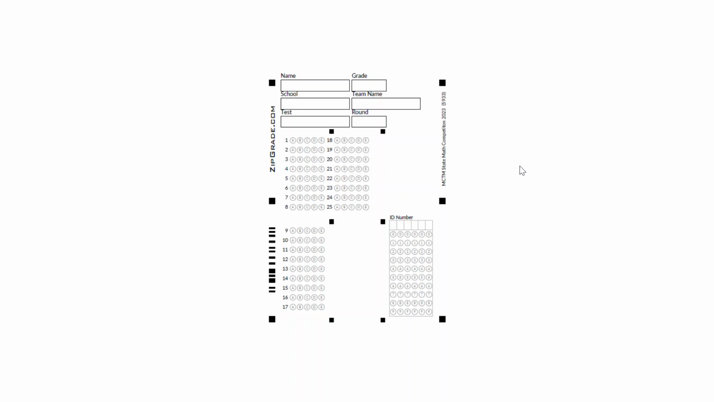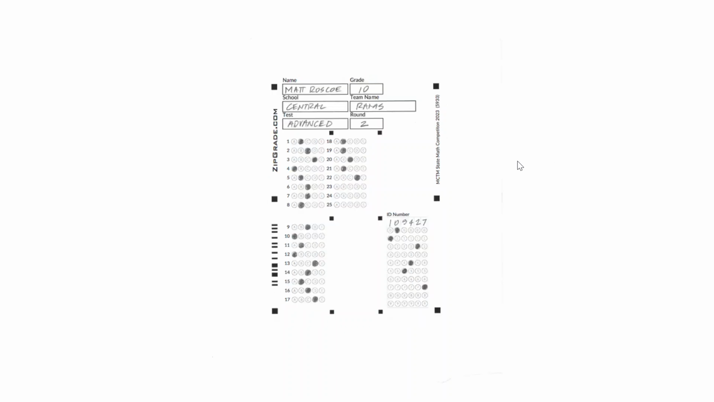This is what the answer sheet looks like. You'll have one answer sheet per competition. This is what it should look like at the end when you are done with the test and ready to hand it in. Let's take a look at each of the components of the answer sheet one by one.